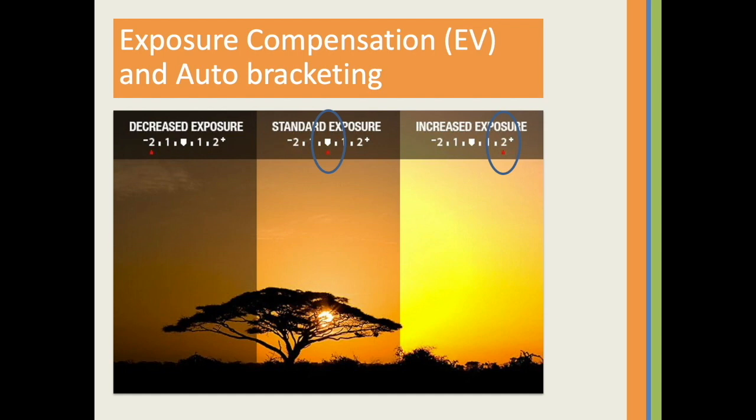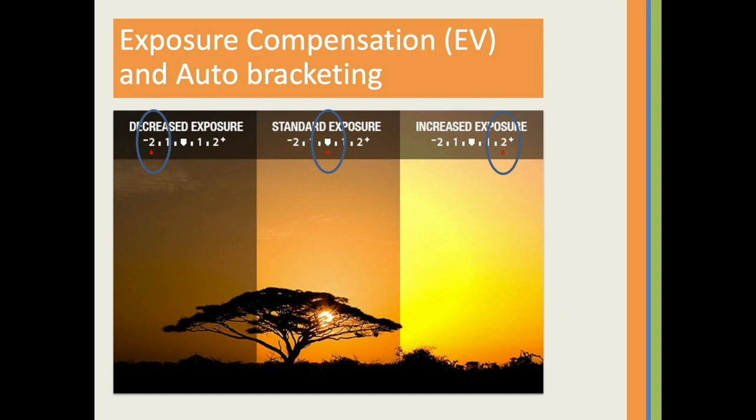On the other hand, if I want a darker silhouette and a darker image that is more moody, well, I can do the same thing, still with the quick control dial, but I underexpose it by -1 or -2. And again, you read that on your light metering scale. So exposure compensation is what's going to allow you to over or underexpose an image according to your taste.